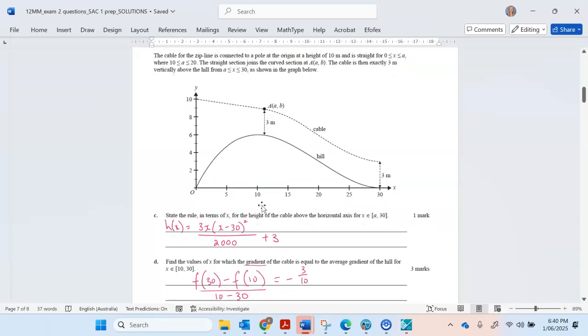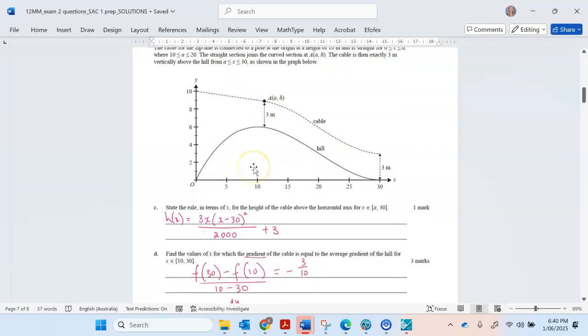All right, moving on to the next one. The cable for the zip line is connected at the origin at a height of 10 meters and is straight for x between 0 and a, where a is between 10 and 20. That's important to note later on because I think we solve for a. The straight section joins the curved section at point A. The cable is exactly 3 meters vertically above the hill at some point between A and 30.